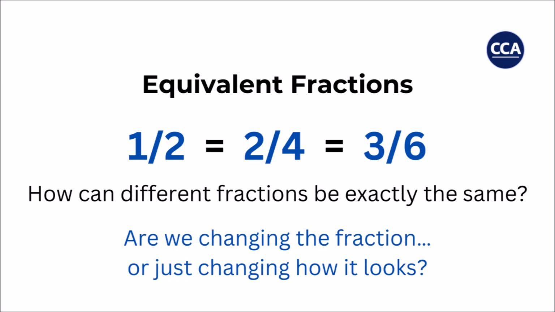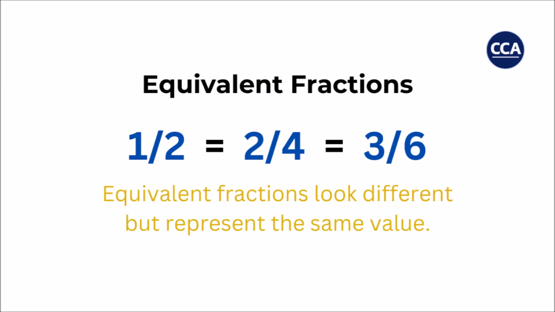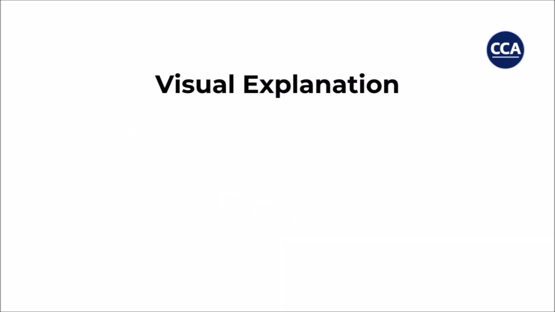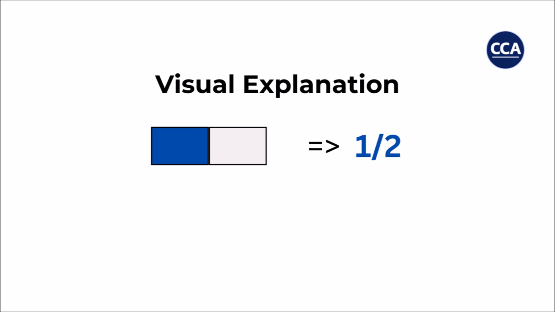Let's find out. Equivalent fractions look different, but represent the same value. That means we change the numbers, not the value. Let's understand this visually. Imagine a rectangle. First divide it into 2 equal parts. Shade 1 part. That represents 1 over 2, right?